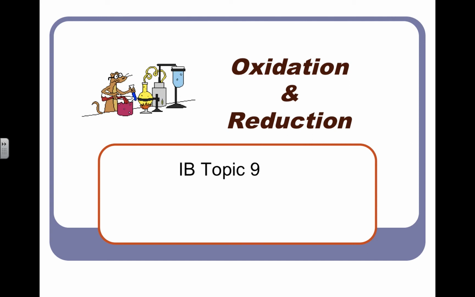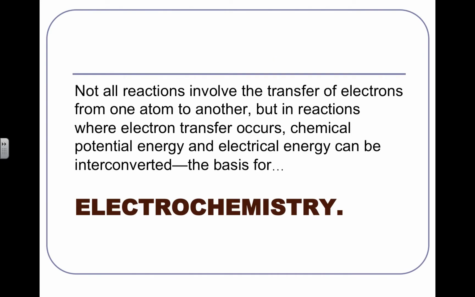Our unit on topic 9, which is oxidation and reduction. Not all reactions involve the transfer of electrons, but when we do have a reaction where electrons are transferred, we can interchange chemical potential energy and electrical energy, which ultimately we call electrochemistry, and there's all sorts of applications of this. If you are watching this on a device with a battery or that's attached to a power source, I don't know how else you would be watching it, you're using electrochemistry. And so we'll find out about how all that works, or at least start to scratch the surface.